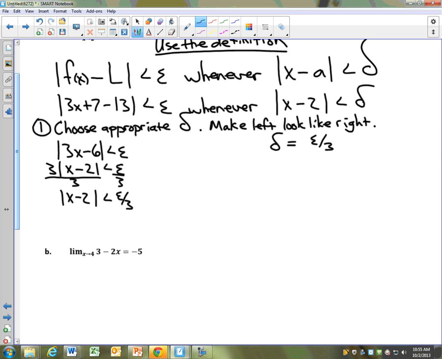So I'm gonna just do a little bit of legwork here. You don't have to do this, but this is important. Let me just do one more thing. If delta is equal to epsilon over 3, then can I also write this? 3 delta is equal to epsilon?